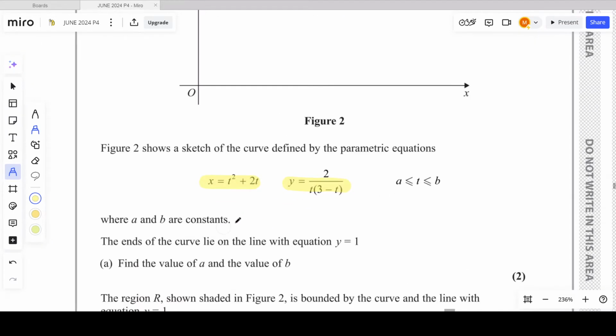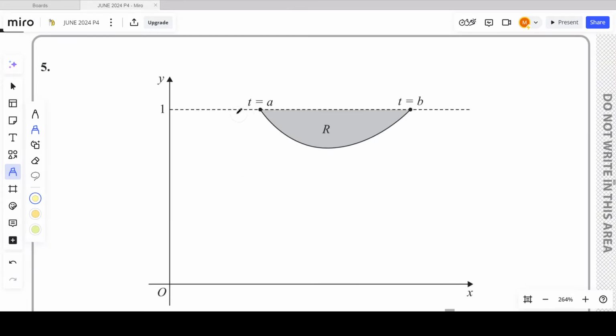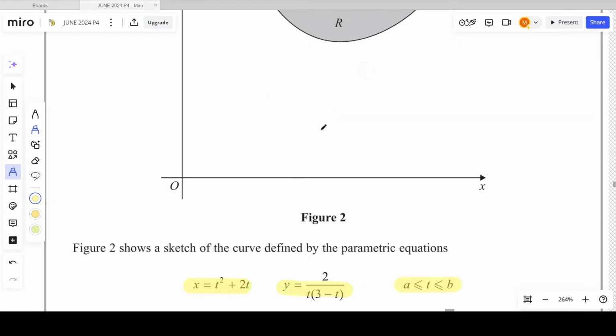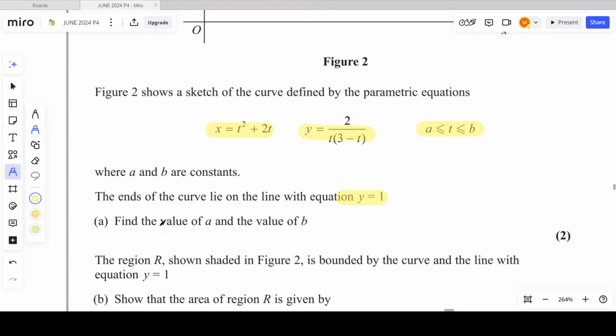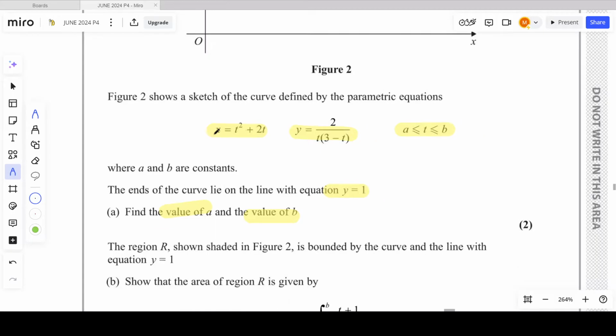We know that parametric equations have separate equations for x and y, right? The range of values for t is given in terms of a and b, where a and b are constants. The ends of the curve lie on the line with equation y equals 1. You can see that the horizontal straight line y equals 1 intersects the parametric curve at t equals a and t equals b. So part A asks: find the value of a and the value of b.